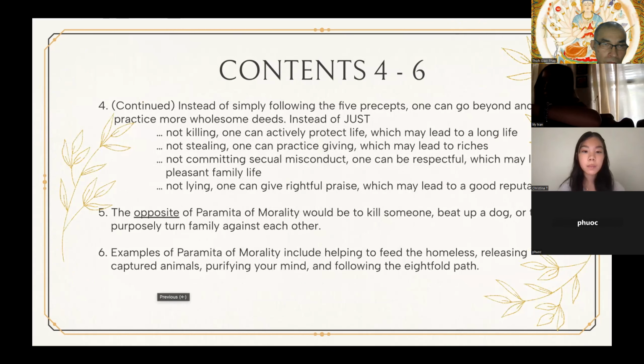The opposite of paramita of morality would be to kill someone, beat up a dog, or to purposely turn family against each other. Examples of true paramita of morality include helping to feed the homeless, releasing captured animals, purifying your mind, and following the Eightfold Path.